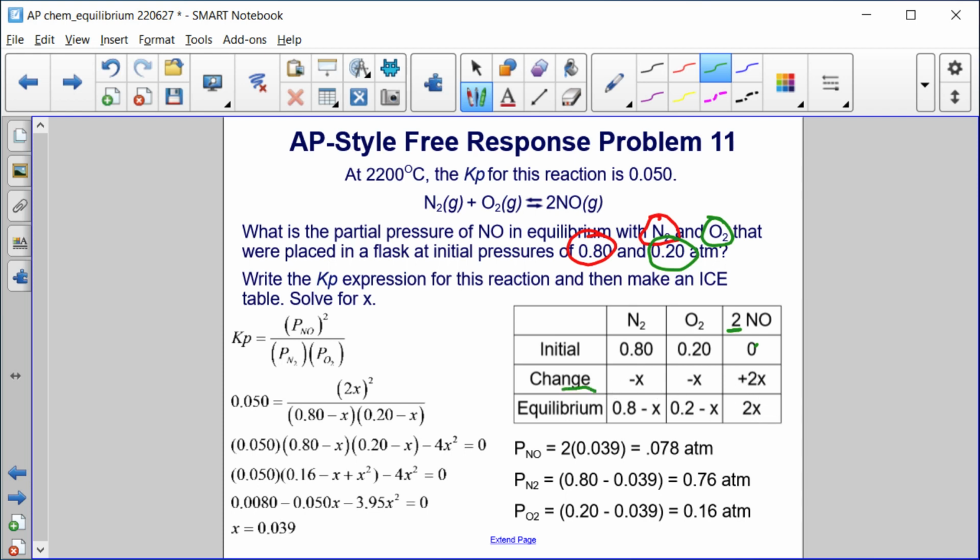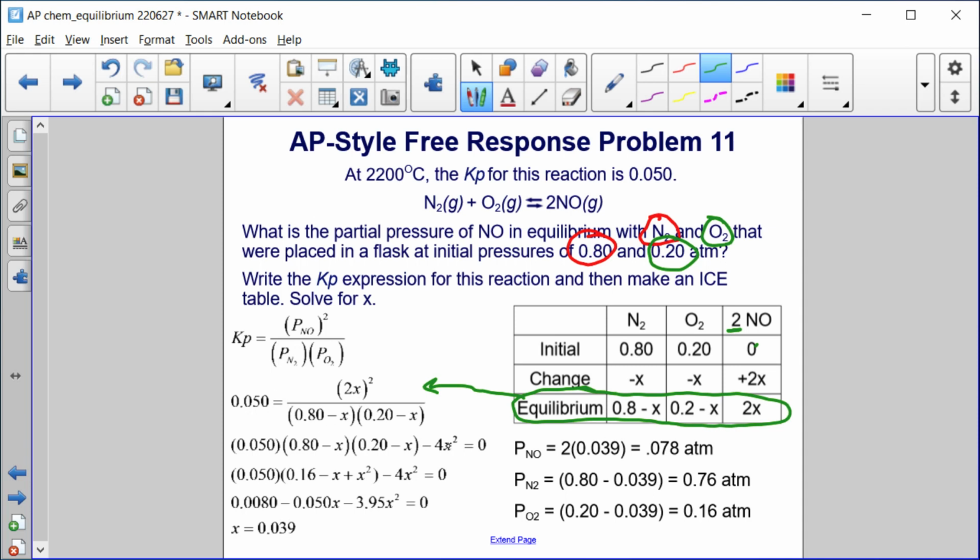Now let's take these equilibrium values and put them into our Kp expression. So we're told that Kp is 0.05. The pressure of NO at equilibrium is 2x squared divided by N2, which is 0.8 minus x, and O2, which is 0.2 minus x. So this is a bit messy, but I multiply both sides by the bottom of this fraction. So I have 0.050 times 0.8 minus x times 0.2 minus x. And then the top of this fraction is 4x squared.